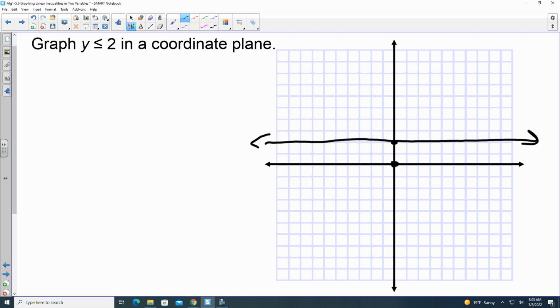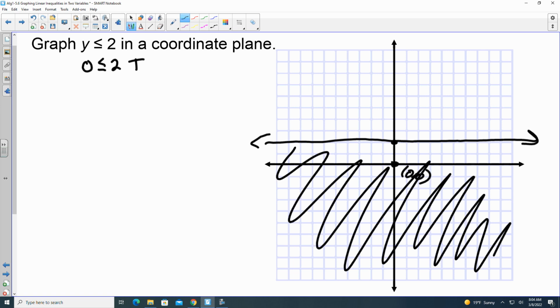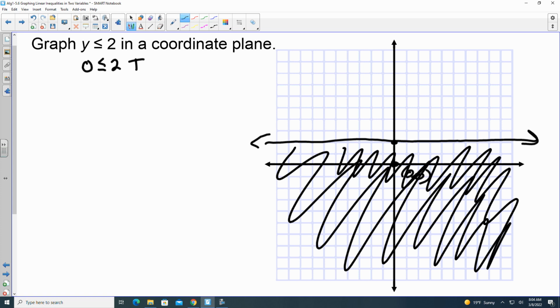Next, I'm going to pick a test point, which is 0, 0. All right, now I'm going to test this and say, oh, is 0 less than or equal to 2? Is this true or is this false? This is true. So since it's a true statement, the shading that occurs is everything that goes towards the test point. If it happened to be false, you would go away from the said test point.